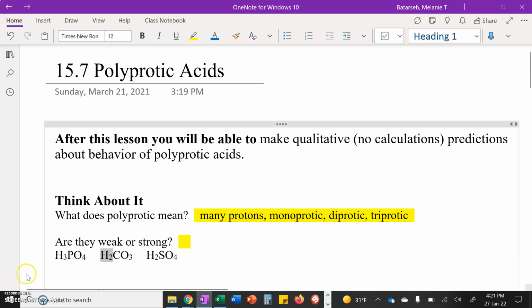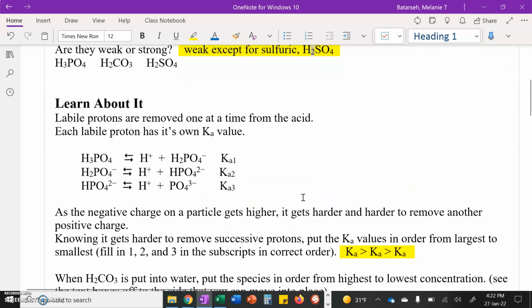So looking at these examples, are they weak or strong? Are polyprotic acids weak or strong acids? They are weak, except for sulfuric, which is, of course, H2SO4. And hopefully you would memorize that that is strong. It also means, however, that only the first hydrogen is strong. They're not both, only the first one.